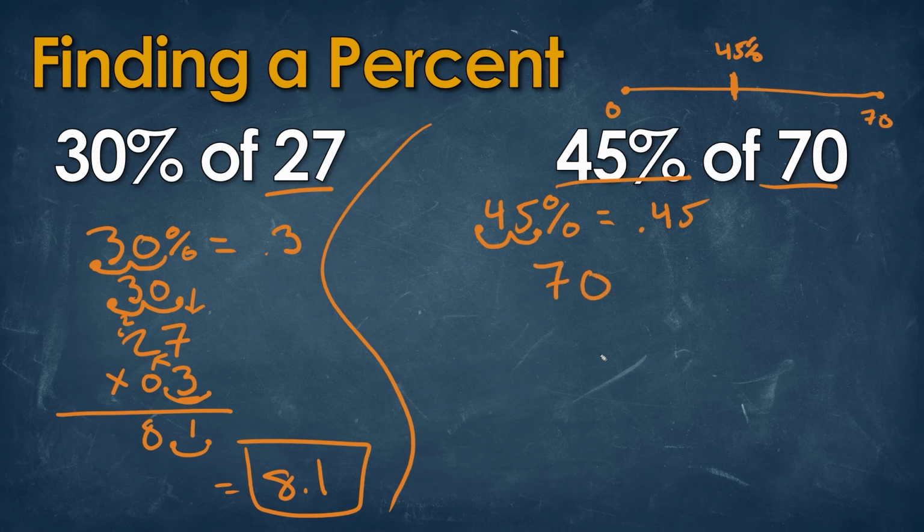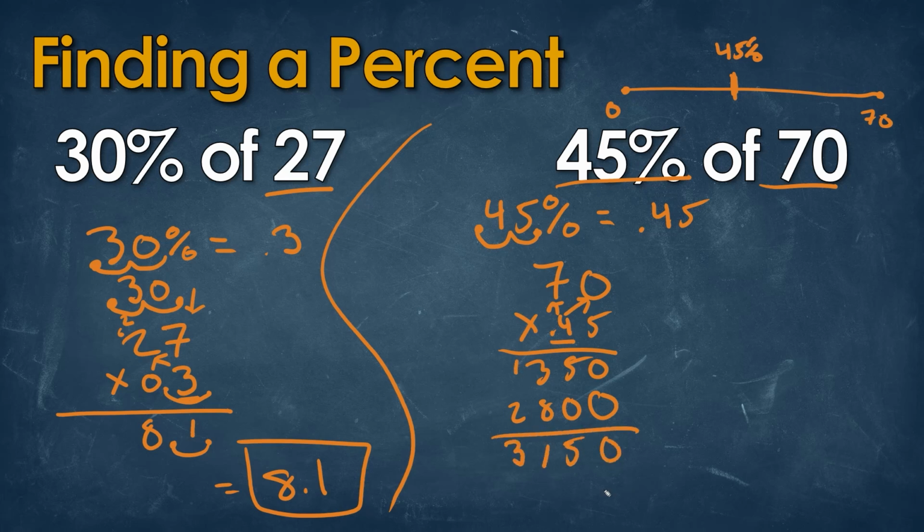We take the number that we're trying to figure out, so 70 times 0.45. If we multiply this, 5 times 0 is 0, and 5 times 7 is 35. We add a 0 here. Now we multiply by the number to the left on the bottom, so 4 times 0 is 0, and 4 times 7 is 28. We add that up, so we get 0, 5, 1, and 1, which gives us 3. Now remember, we had 0.45, so that's 2 decimal places. So we have to move our answer over 2 decimal places. So our answer is 31.5.